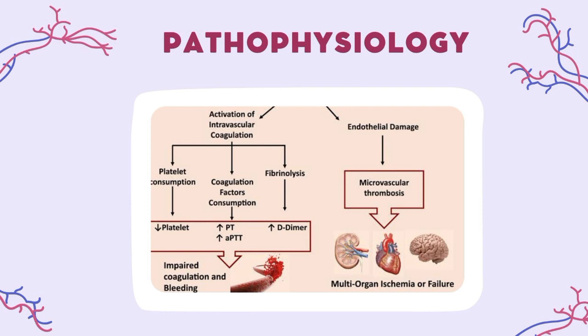And for the pathophysiology, there are two causes of disseminated intravascular coagulation, which are the activation of intravascular coagulation and the endothelial damage. There are three factors in the activation of intravascular coagulation, which are platelet consumption, coagulation, and fibrinolysis. These three factors could lead to impaired coagulation and bleeding. And endothelial damage could lead to microvascular thrombosis and multi-organ ischemia or failure.